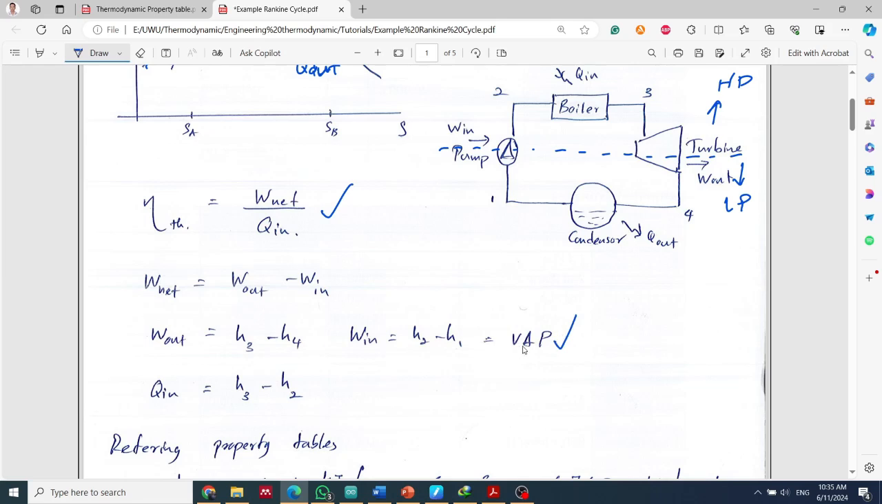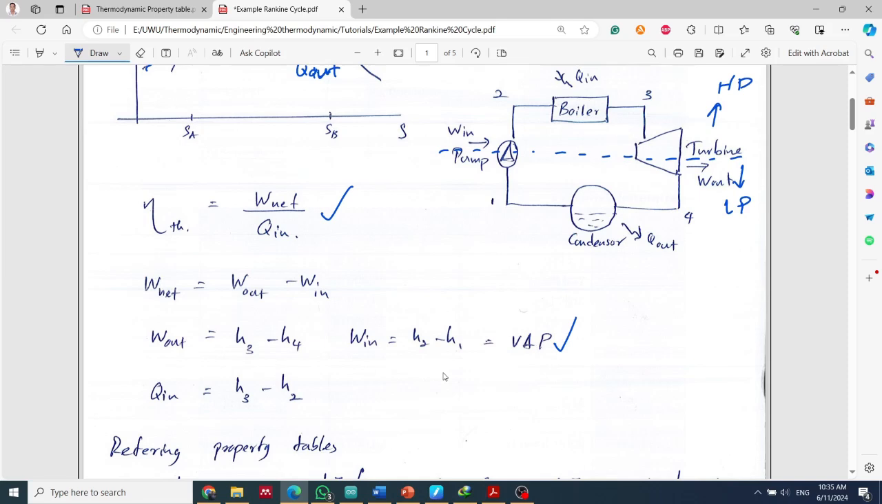Therefore, we can write v ΔP, with v for specific volume and ΔP for the difference in pressure. So if we can find H1, H2, H3 and H4, we can find the W out, and with W out and W in, we can find the W net. So one part is okay.